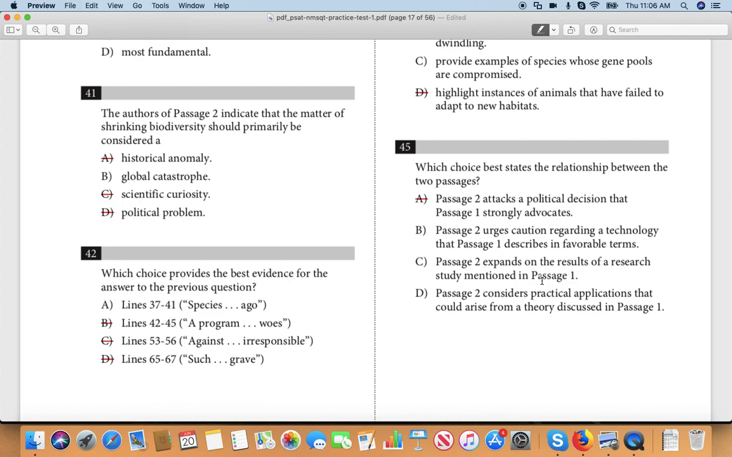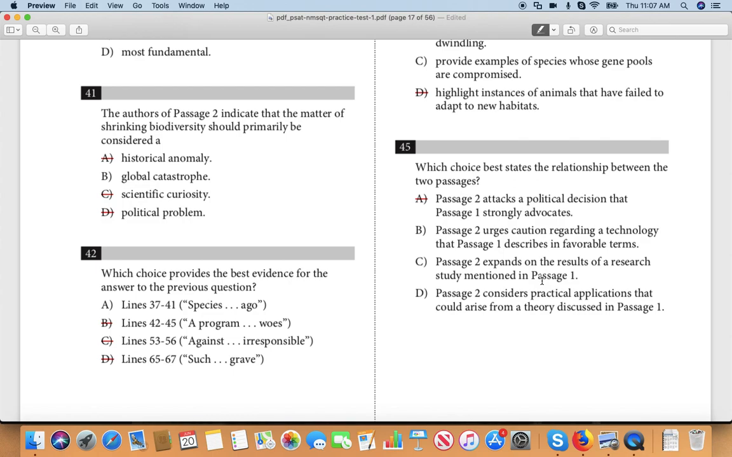So does Passage 2 urge caution? Yes, it does. Regarding a technology, we're talking about de-extinction technology. Does Passage 1 describe that technology in favorable terms? Yes, it does. This is a black and white issue. This is not a matter of opinion. Passage 2 does that. Passage 1 does that. Answer choice B is looking good. Does that make sense? Yes. Focus on the specific ideas here. Does Passage 2 urge caution? Yeah. We should be cautious. Absolutely.